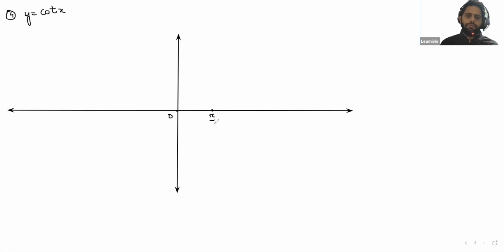This is 0, this is pi by 2. Okay, this is pi. This is 3 pi by 2. This is 2 pi. Okay, this is minus pi by 2. This is minus pi. This is minus 3 pi by 2. And this is minus 2 pi. Okay, now in the case of cot, this does not exist for 0. So for 0 and multiples of pi, this will not exist. So we will draw like this.